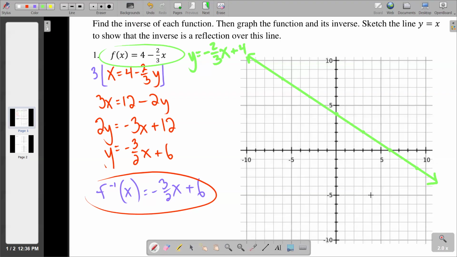All right, let's talk about the red line. So the one I circled in red, where does that graph start? Up 6. It's okay. And then the slope is what? Down 3, right 2. So down 1, 2, 3, right 2. Down 1, 2, 3, right 2.